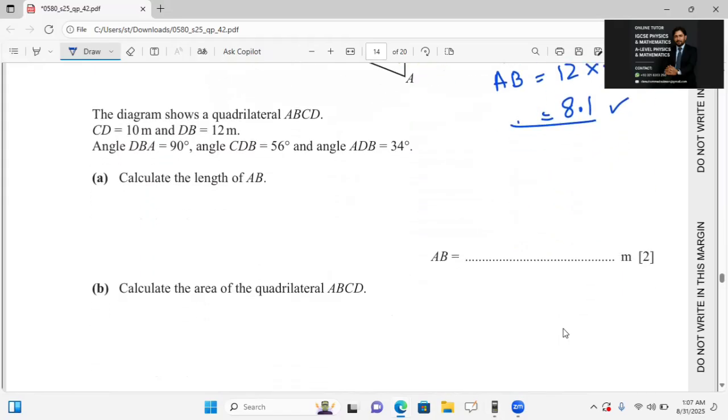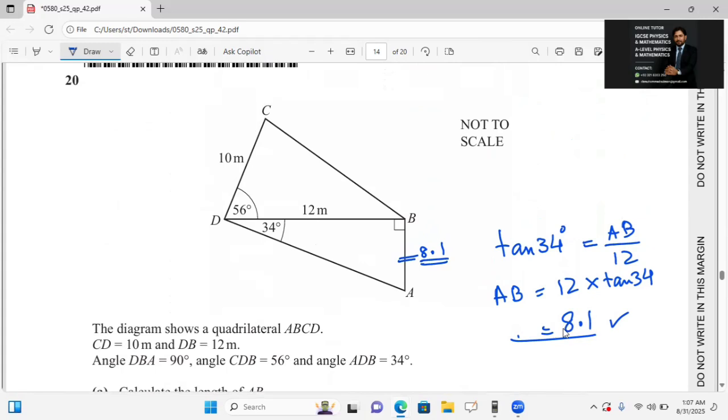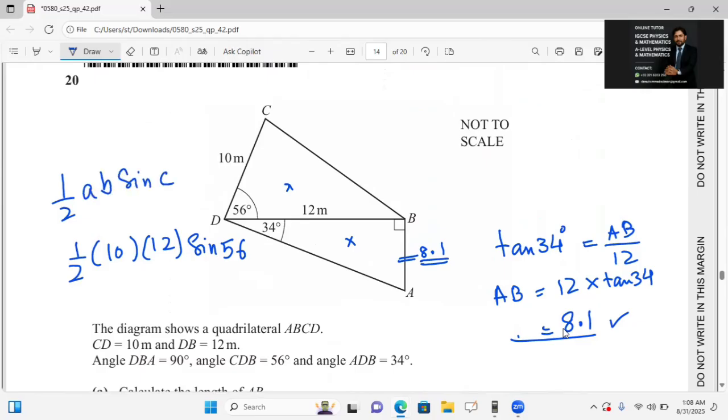In part B, he is asking to calculate the area of the quadrilateral. So I will have to take this area and this area also. This area will be given as 1 by 2 into 10 into 12 into sine 56. I am using the formula 1 by 2 ab sine C for triangle DCB.